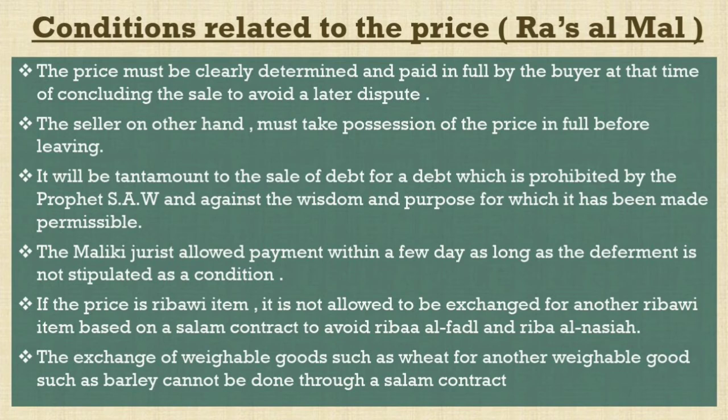Maksudnya, sekiranya harganya adalah harta ribawi, tidak dibenarkan untuk tukar dengan barang ribawi lain berdasarkan kontrak salam untuk mengelakkan riba al-fadlu dan riba an-nasyah. Barang ribawi ni dia macam emas dengan emas, gandum dengan gandum, dia mesti sama. Riba an-nasyah atau riba an-nasa merupakan jual beli atau pertukaran dua barangan ribawi yang sama jenis dan pertukaran tersebut dibuat secara tangguh, tidak sempurna dalam satu masa.